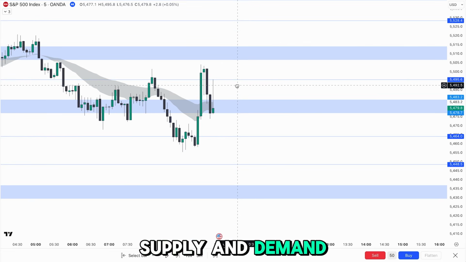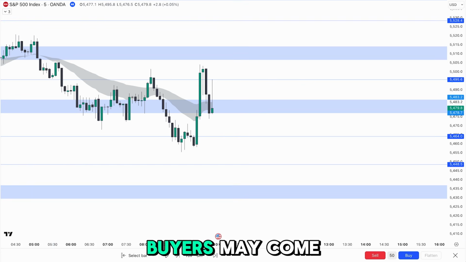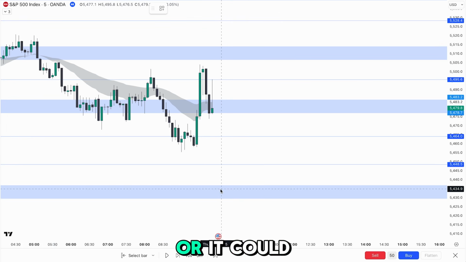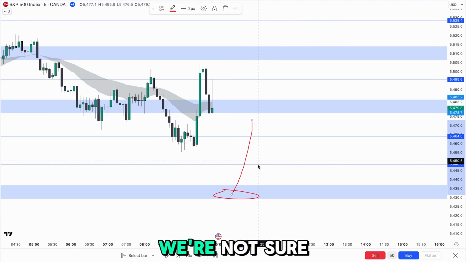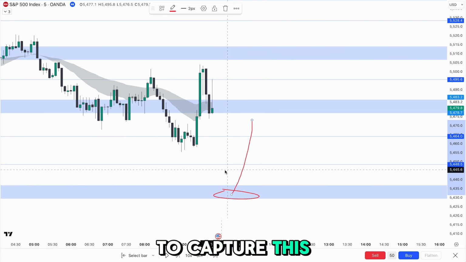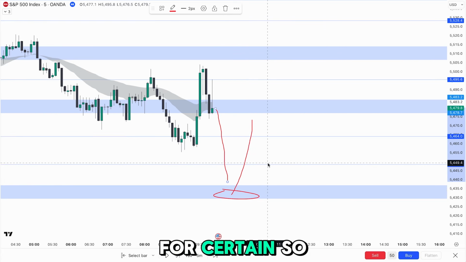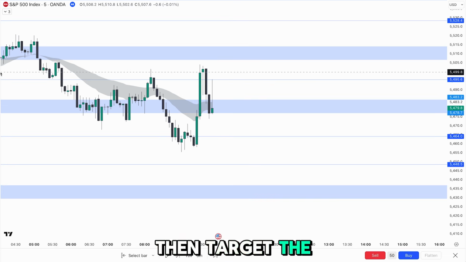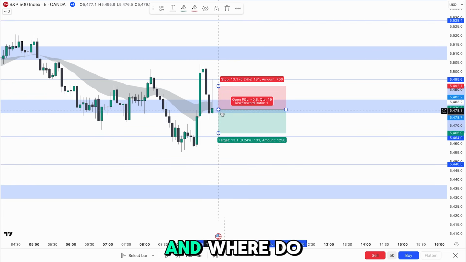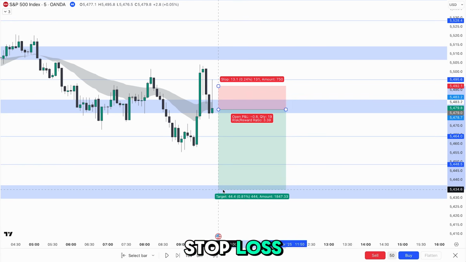Then this is a supply and demand level. So at this point, buyers may come in and it could bounce, or it could just keep going lower. We're not sure of that yet, but we want to capture this level-to-level move for certain. So we enter short at this level, then target the next level. And where do we put our stop loss?